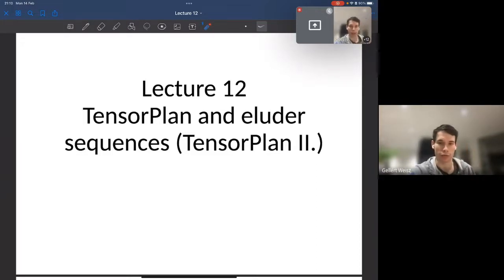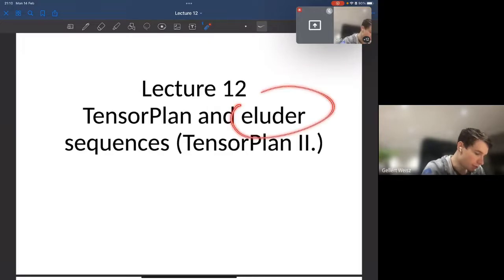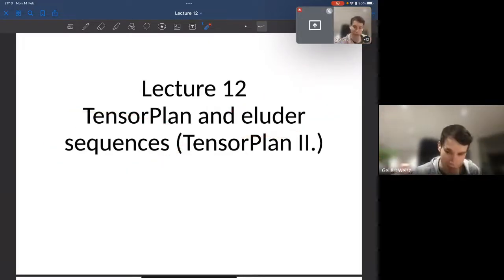But all of this is kind of a huge assumption. I mean, you can't measure things infinitely accurately. So this lecture is all about what you do with the noise, when you measure something and you're not entirely 100% accurate, and how do you deal with that? So that's going to be the eluder sequence part, and then there's going to be a bunch of extensions depending on how much time you have.